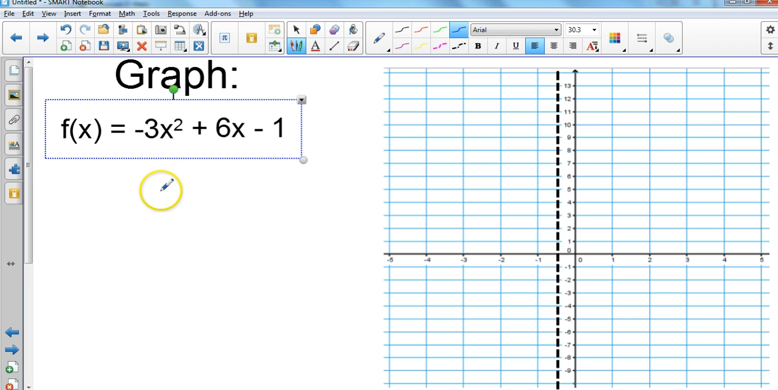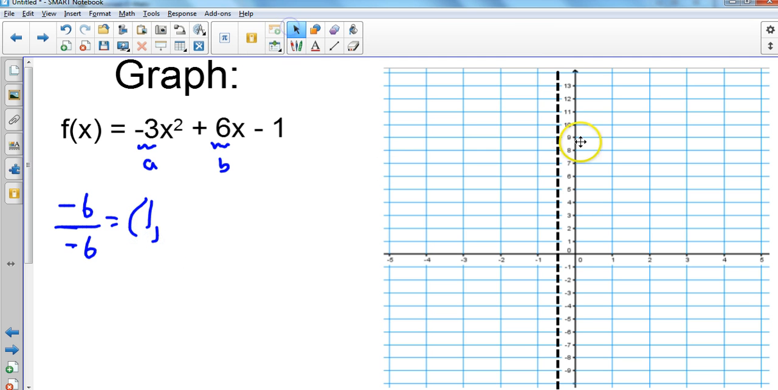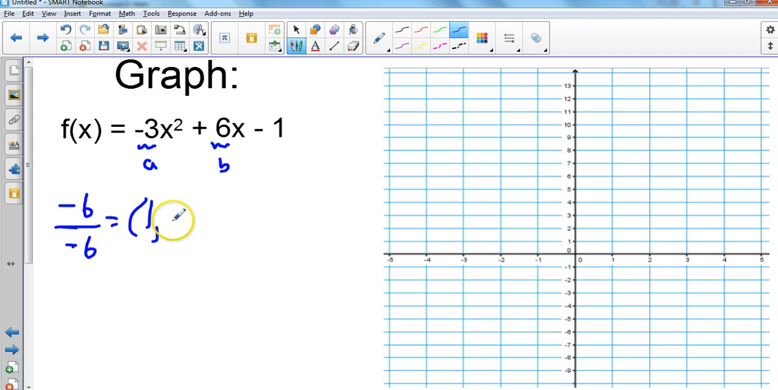So here's a quadratic in standard form. When I identify this, b is a positive 6, a is a negative 3. So we take the opposite of b, the opposite of positive 6, which is negative 6, divided by 2 times a. Doubling negative 3 gets us negative 6 also. When we simplify this, it just becomes 1. So the vertex of our graph, the x-coordinate at least, is 1.